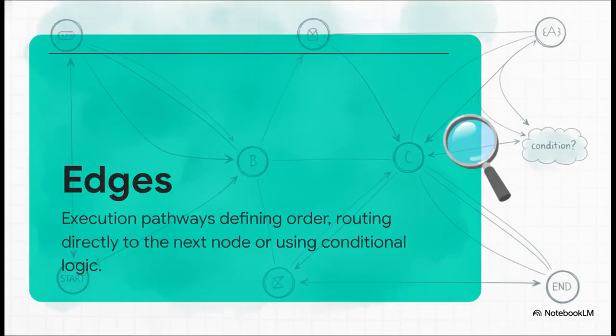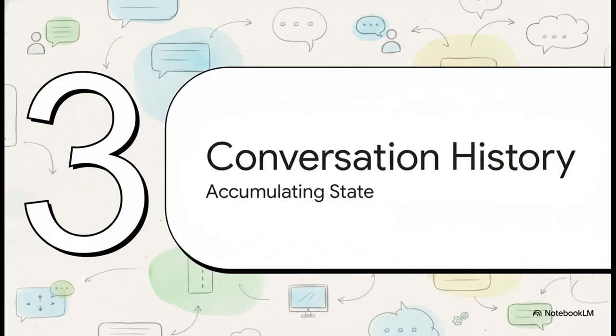And our third primitive: edges. Edges are your execution pathways. They act as the routing tracks that define the strict order of operations. An edge can just say, hey, after node A finishes, go ahead and run node B. Or it can use conditional logic to call a routing function and go wherever that function dictates based on the current state. Now, keep in mind, every single graph explicitly requires a starting entry point and at least one defined path to an end.